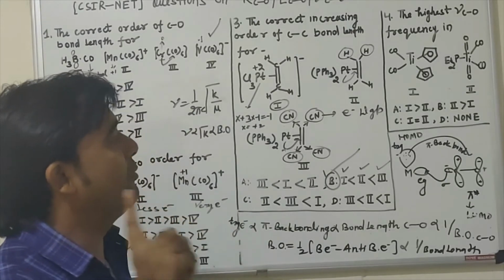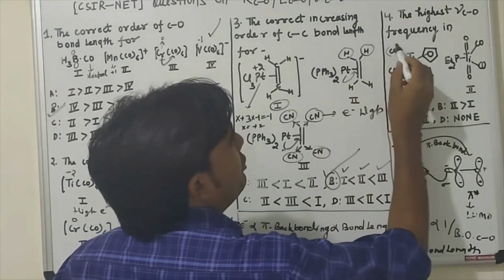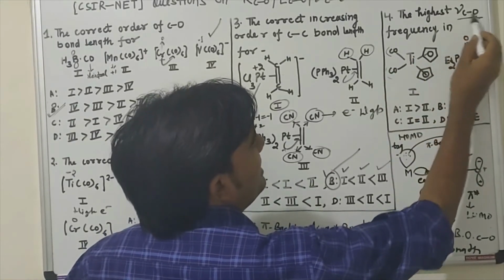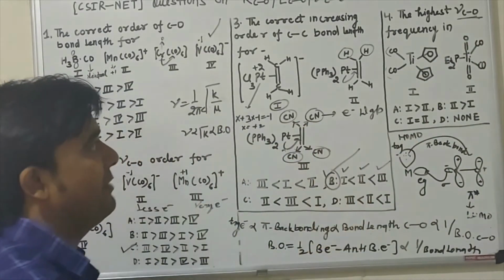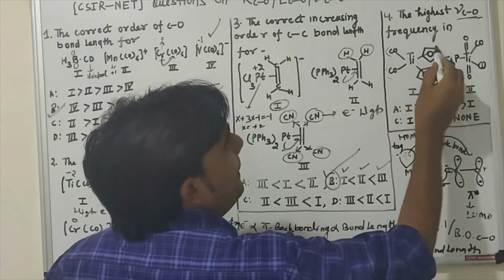But here is one point: CO is neutral again, and we are going to calculate the frequency of this. We are guessing in which case the frequency of CO will be high. You can see this is cyclopentadienyl.